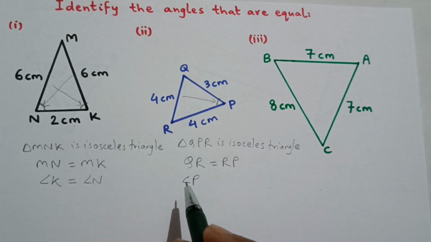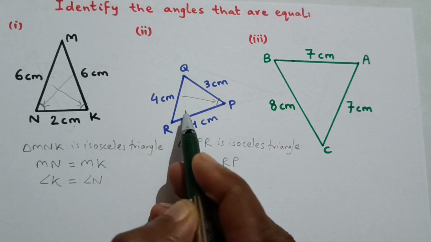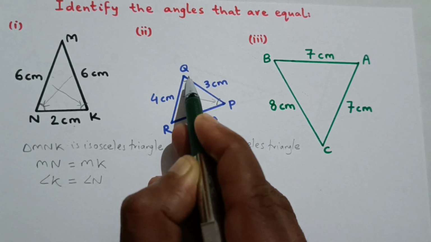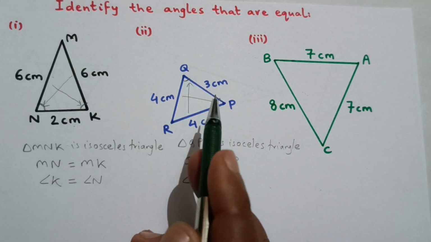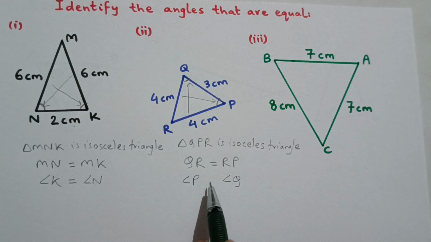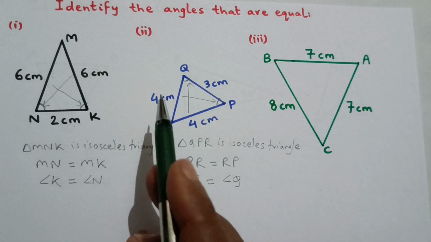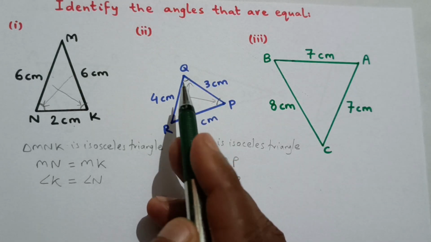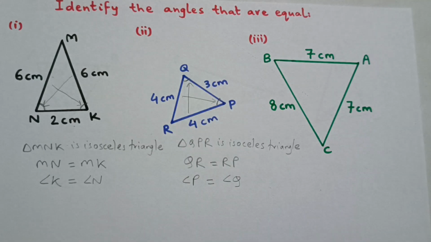And for side RP, the angle that is opposite is this angle. So this angle is angle Q. So therefore, in this triangle, the two angles that are going to be equal are angle P and angle Q. So we have found out which two angles in this isosceles triangle are equal. Angle P and angle Q are the two angles that are equal to each other in this isosceles triangle.